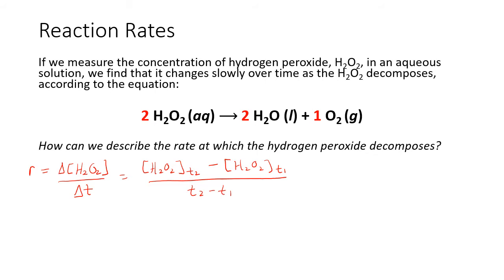Because the hydrogen peroxide is a reactant and not a product, it's going away. We would put a negative sign out in front to indicate that this is something that's going to be reacted away. That negative rate tells us it's a reactant.